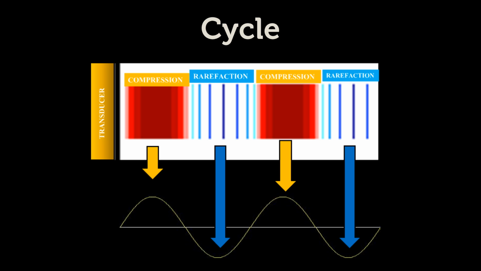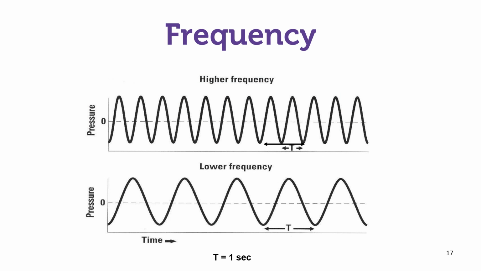As an ultrasound wave travels through tissue, it alternates between compression, or a crest, and rarefaction, or trough. A cycle is one crest and one trough. The number of cycles per second that occur is known as the frequency of that ultrasound wave. The unit of frequency is hertz.